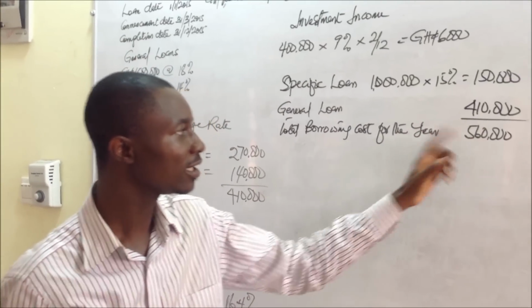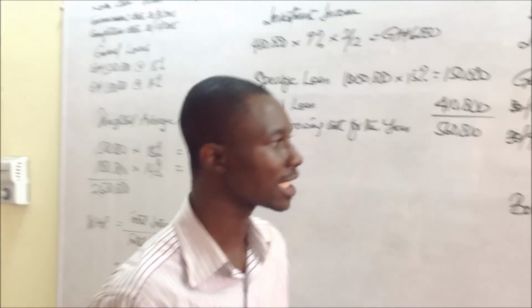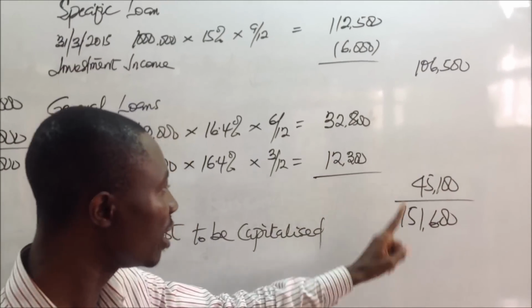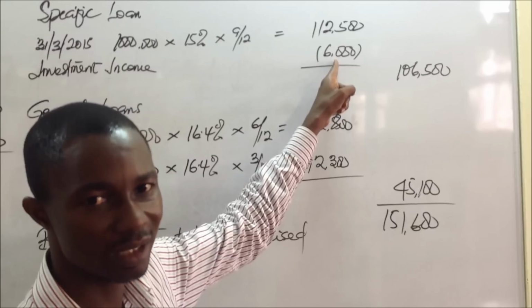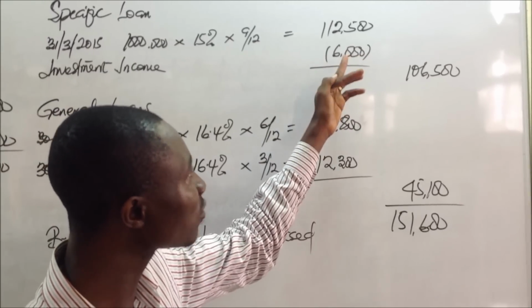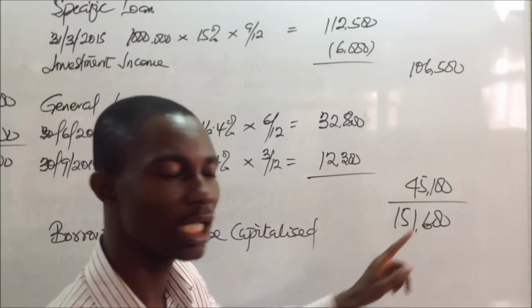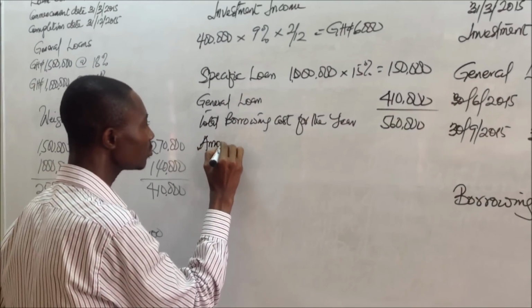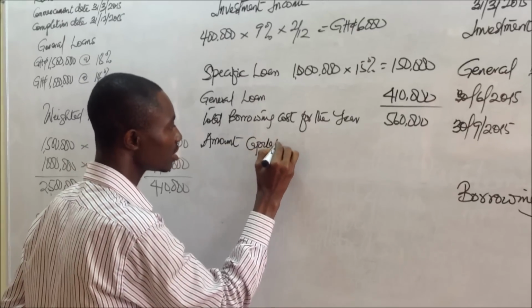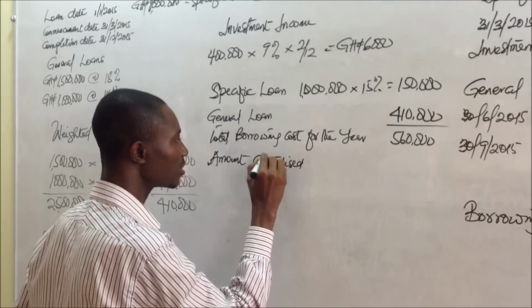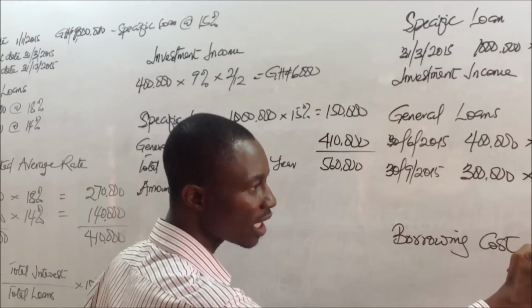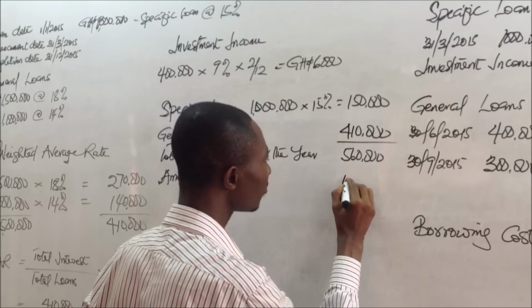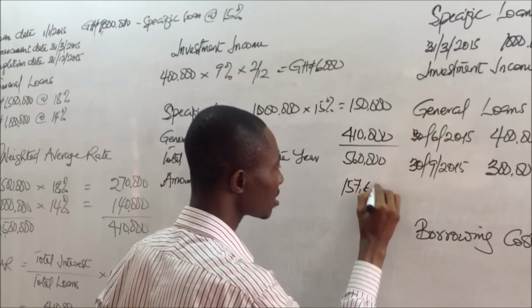Out of this 560, we have capitalized a portion. Now how much has been capitalized? Even though we have 151,600 here as the amount capitalized, this 151 is net of an income of 6,000. So to get the correct amount, we have to add back the 6,000 to the amount here. So the actual amount to be deducted from this, the amount capitalized, would be, instead of 151,600, it would be 151,600 add back the 6,000 income. So that gives us 157,600.